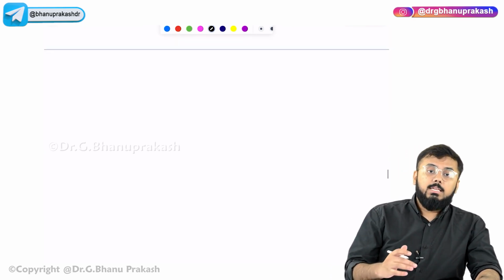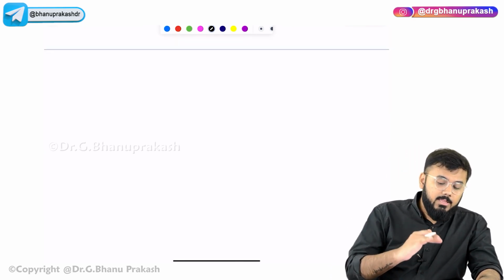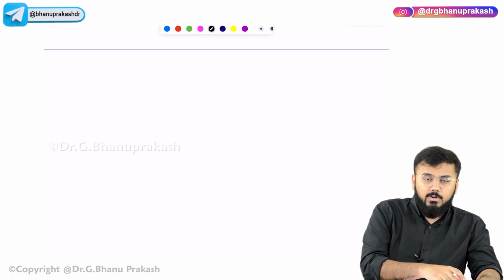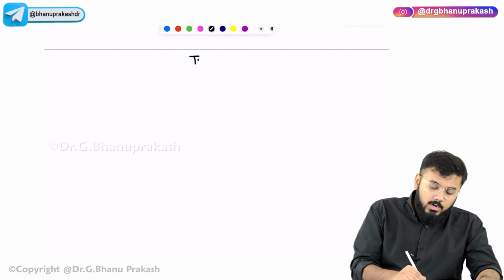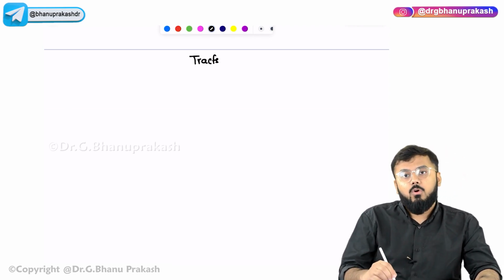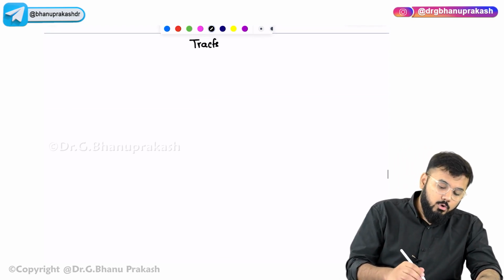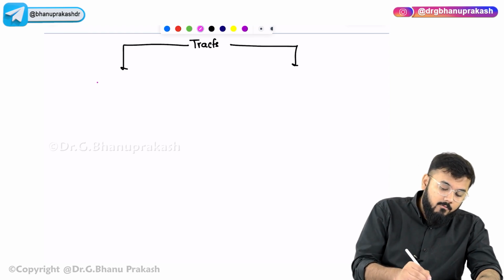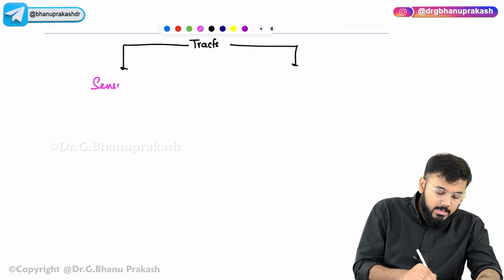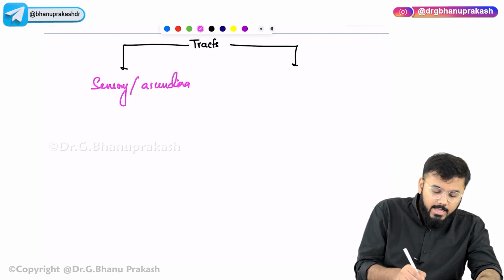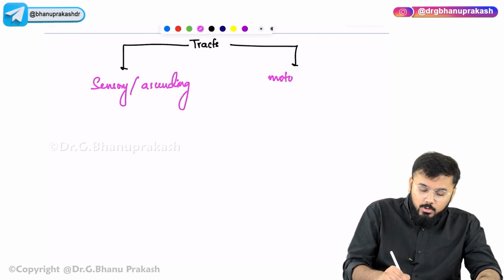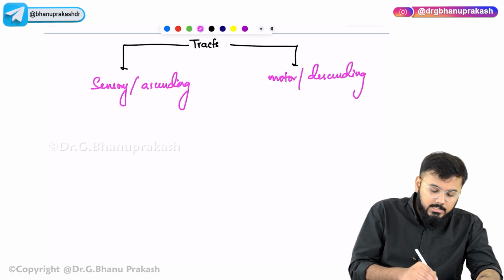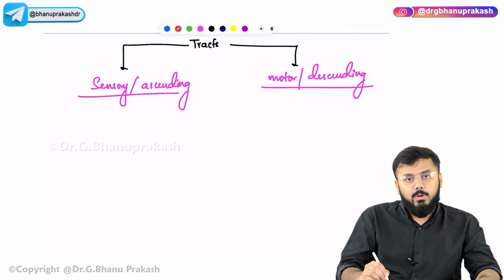Now let us discuss about the sensory pathway. I mean, the ascending as well as the descending pathways, right? So basically, what are the different kinds of tracts we have got in the spinal cord? We have got two different types of tracts. What are these two different types of tracts? One is sensory or ascending pathways. Another one is motor or descending pathways.